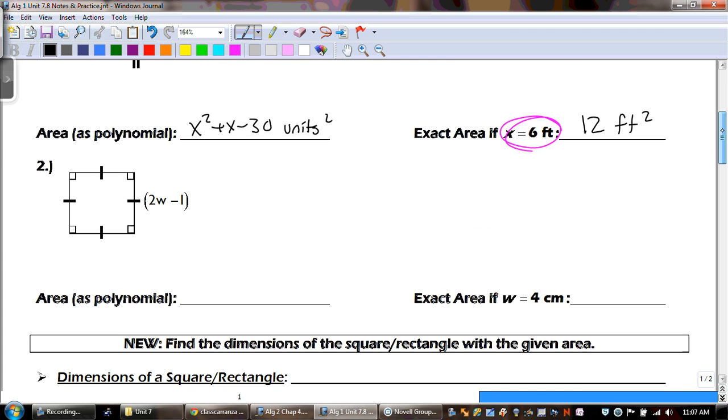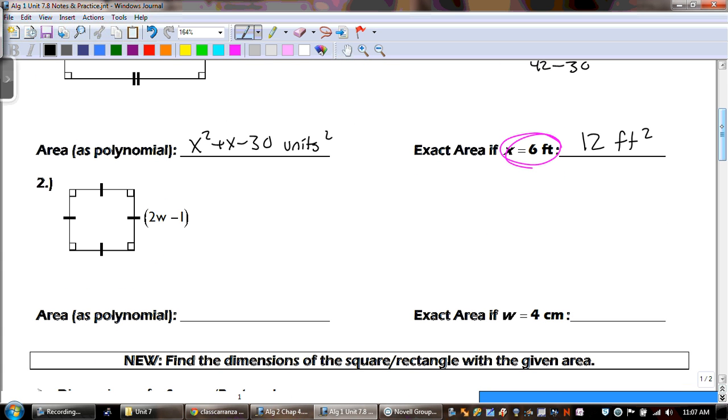Now we've got a square. All 4 sides are the same. And remember that the area of a square is the base times the height. Well, what's that other missing side? It's 2w minus 1. So 2w minus 1 times 2w minus 1.